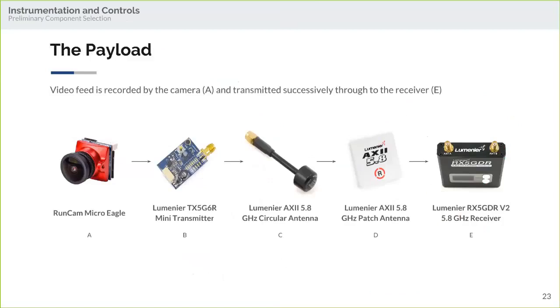So our payload is essentially a camera system, which is the RunCam Micro Eagle. That's going to take all of our video and we'll send that to the Luminaire transmitter. The transmitter is going to send that out from our aircraft, amplified by a Luminaire antenna. On the ground, the patch antenna is going to hook up with our receiver, allowing us to take the signal from our aircraft and translate it into a video signal on our ground station.